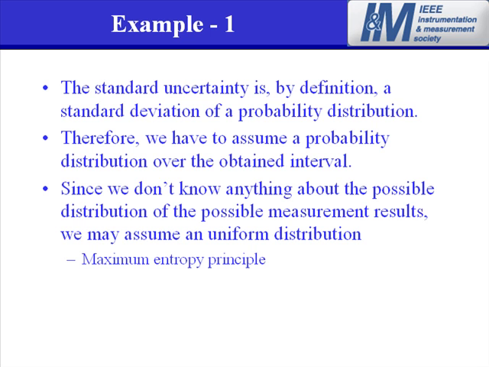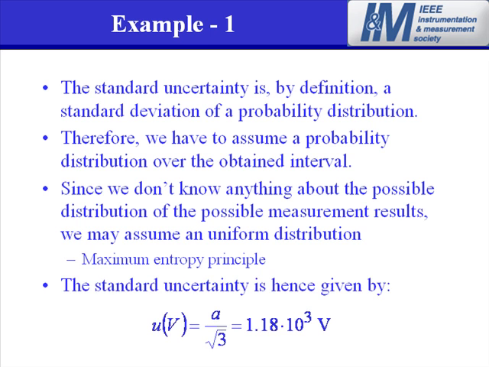By the way, this situation is very often met in practice, not to say that it's probably one of the most frequent situations. In this case, we may refer to the maximum entropy principle and assume a uniform probability distribution over the obtained interval. We know that the standard deviation of this probability distribution is given by its half amplitude divided by the square root of 3, and our standard uncertainty is the one shown here in the slide. Here it is, 1.18 millivolts.